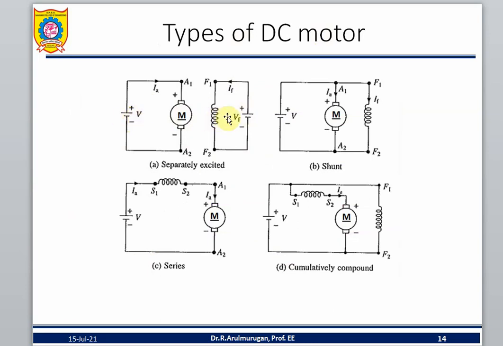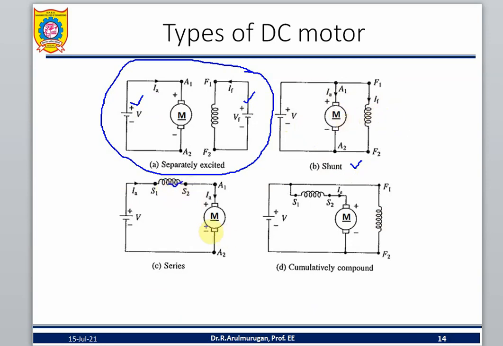I have applied the common supply. So this is called a separately excited motor. Look, here the power supply is applied from separate sources, but in these other motors the two windings share one common source. That's why these three are self excited.